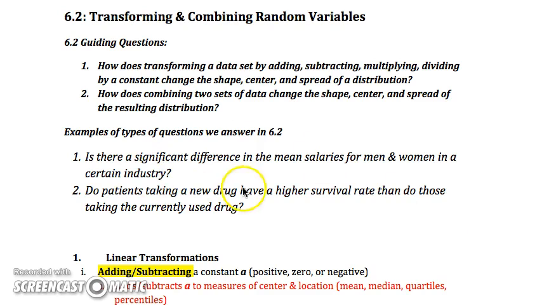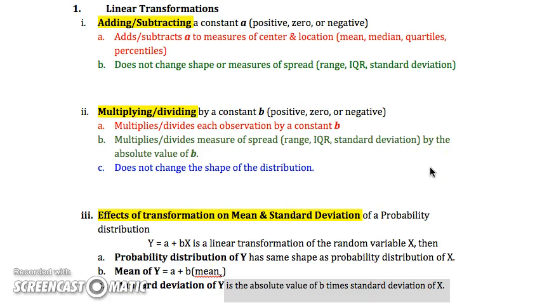Some other types of questions we could answer: difference in mean salaries for men and women, a new drug versus a currently used drug for survival rates, and looking at combining those. So this should be a nice piece to review what we've already gone over.